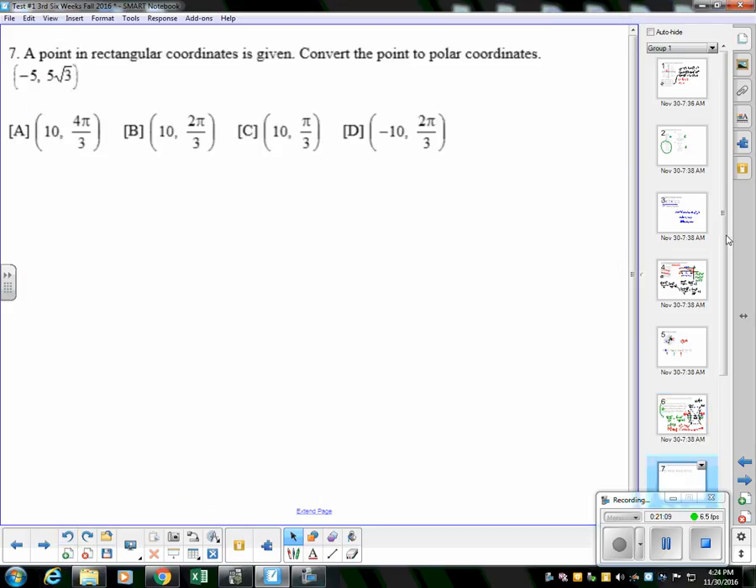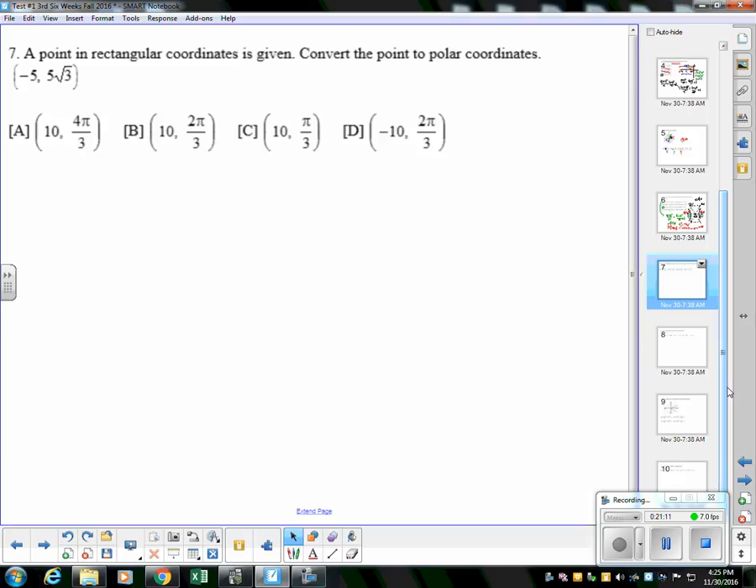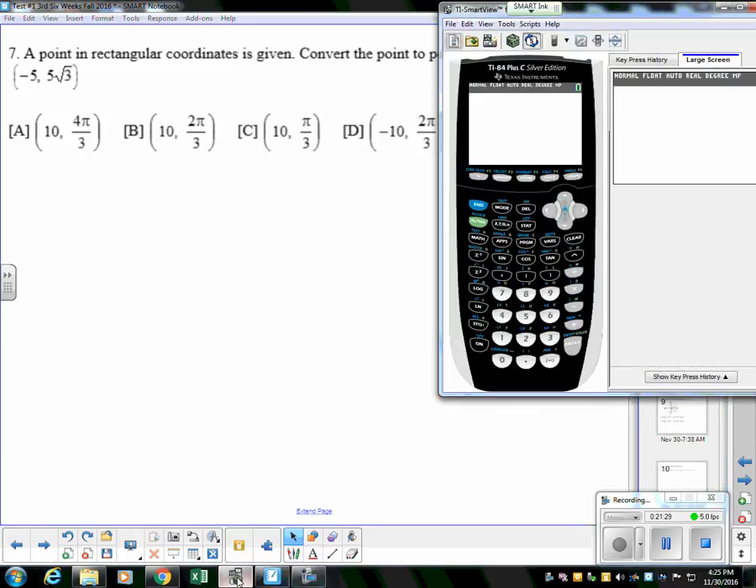Our next question. The point in rectangular coordinates is given. Convert the point to polar coordinates. So we learned the other day that we can do this in the calculator. The problem is it's not going to give us the answer the way we want. But just so you'll see it, here's our calculator right here.